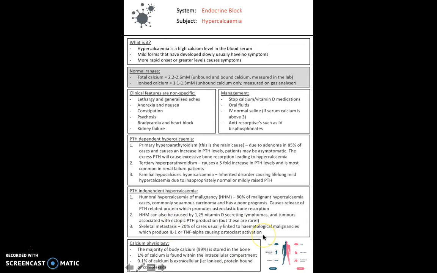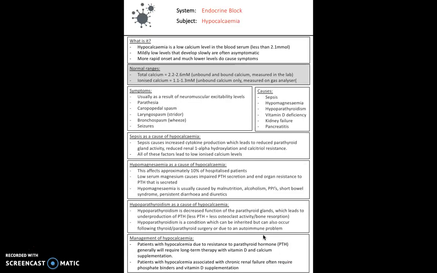So just remember that your calcium is really important in the body, and 99% of it is stored in the bone, whilst 1% is found in the intracellular aspect of the body, and 0.1% is found extracellularly, in other words, ionized or protein bound. So also we need to think about hypocalcemia, so this is the reverse, this is not enough calcium in the body, so less than 2.1 millimoles of total calcium.